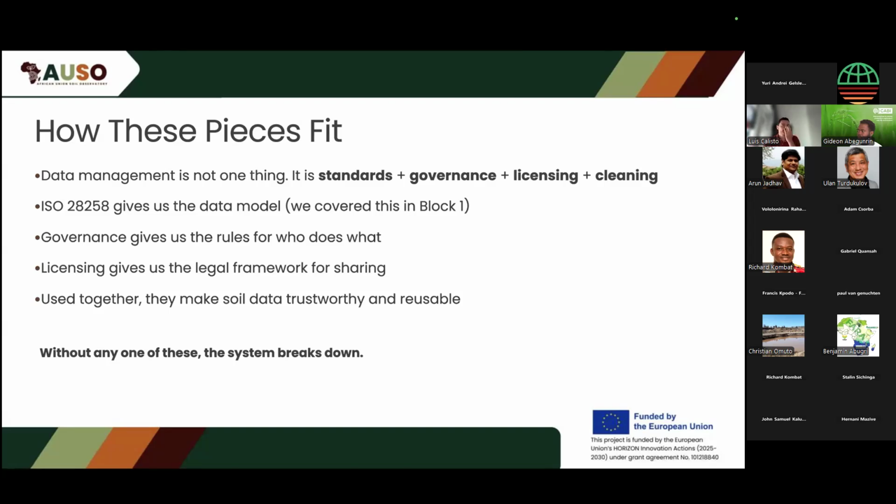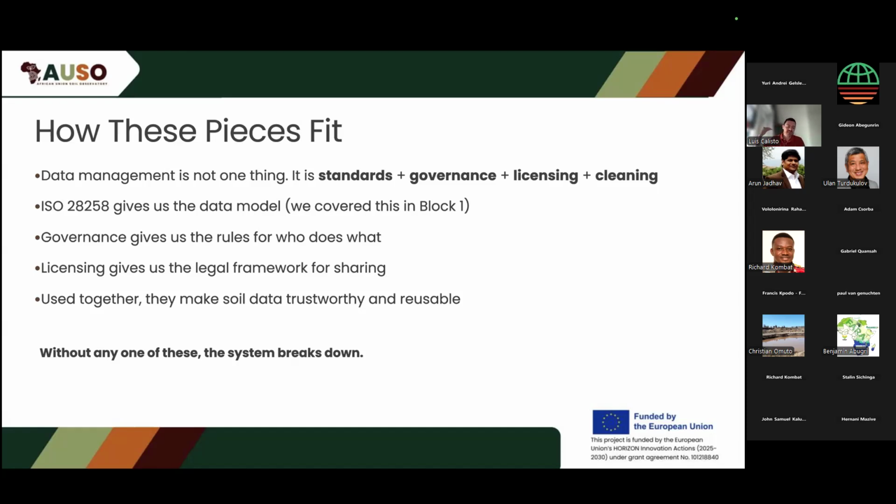Data management, what I'm trying to say until now with these slides, is that data management is not just one thing. Basically, data management is standards, is governance, is licensing. I also put it here, is the cleaning, harmonization. So when we talk about data management, we don't talk just about IT people or technical people or soil data or just governance. Data management is composed by all these 3-4 pillars.